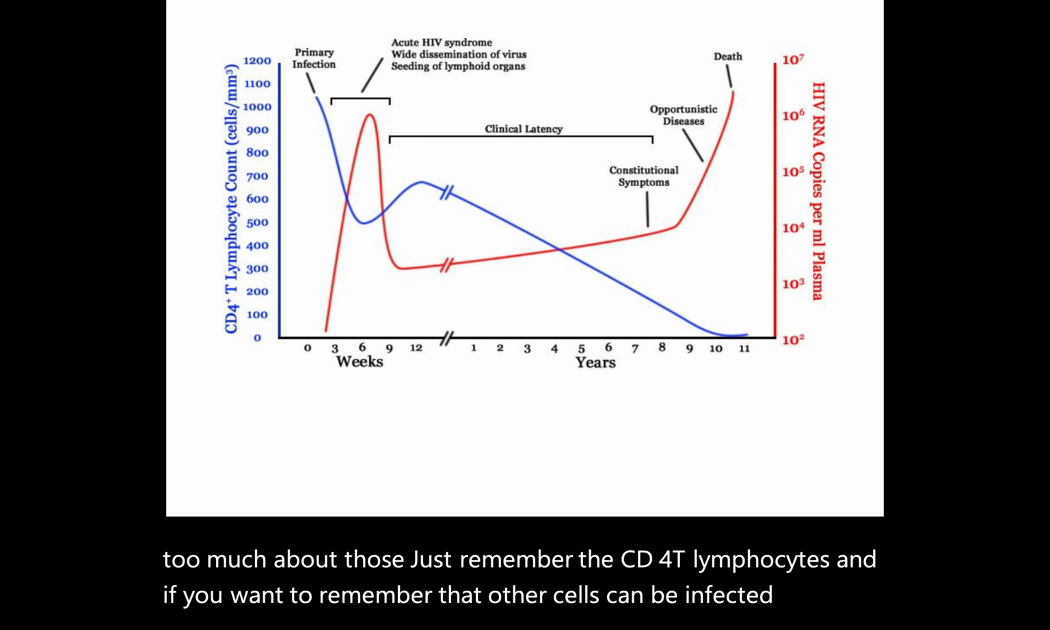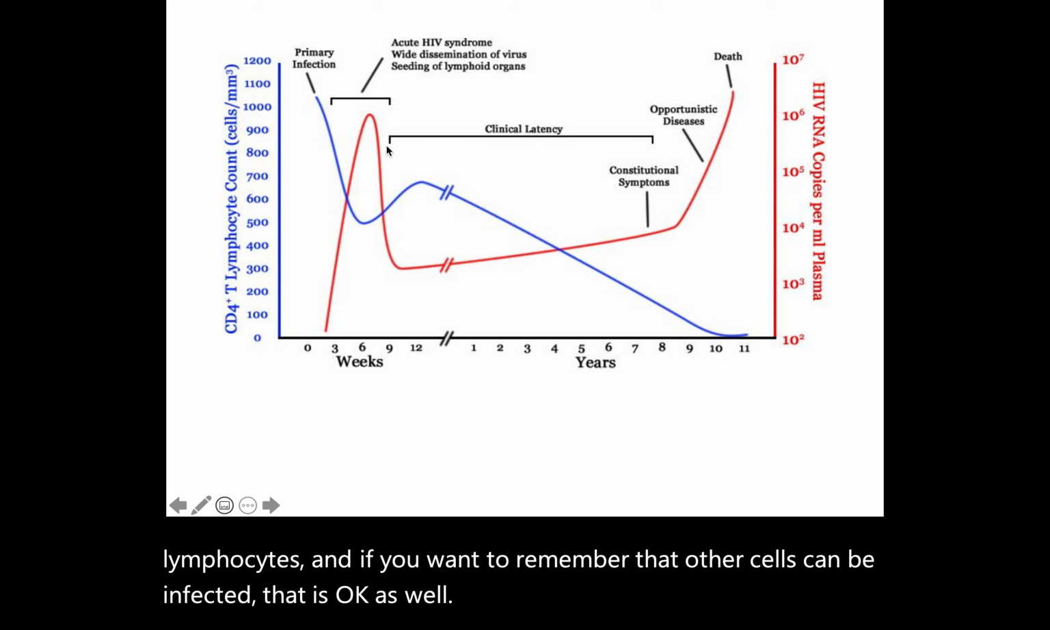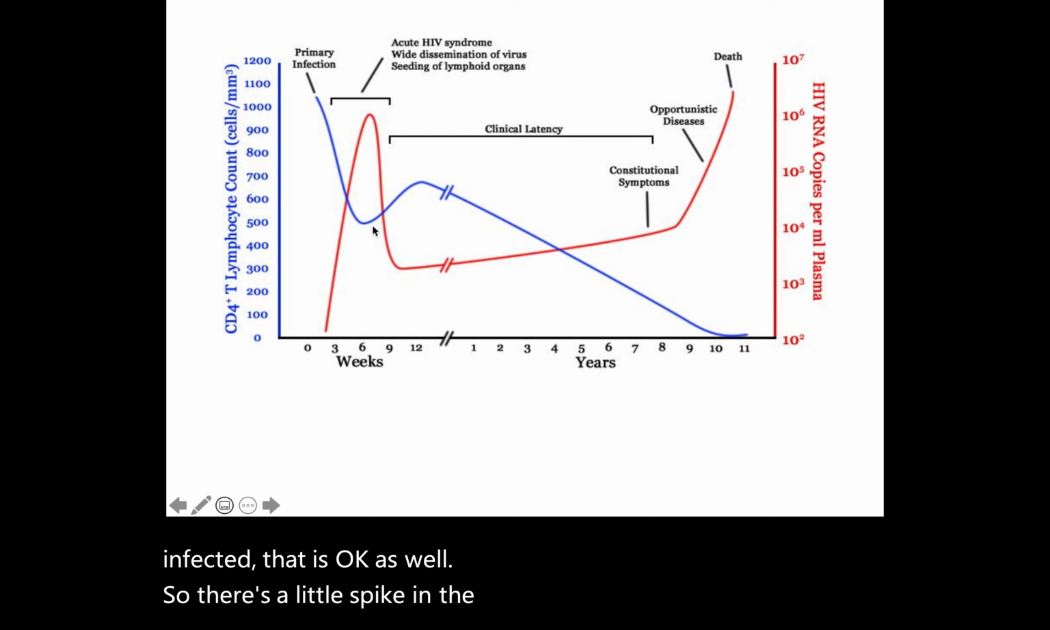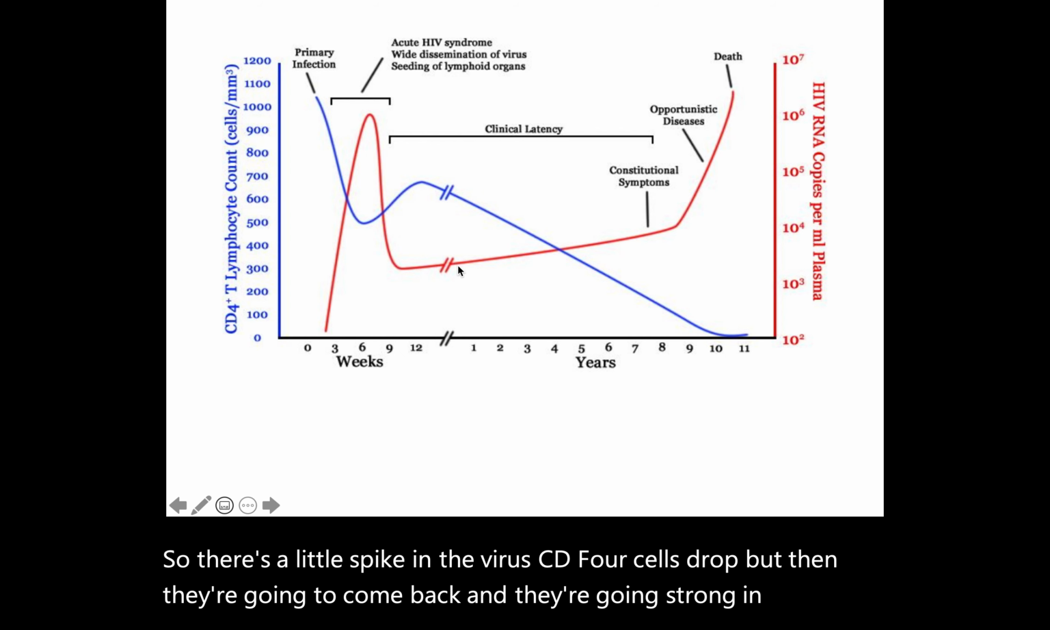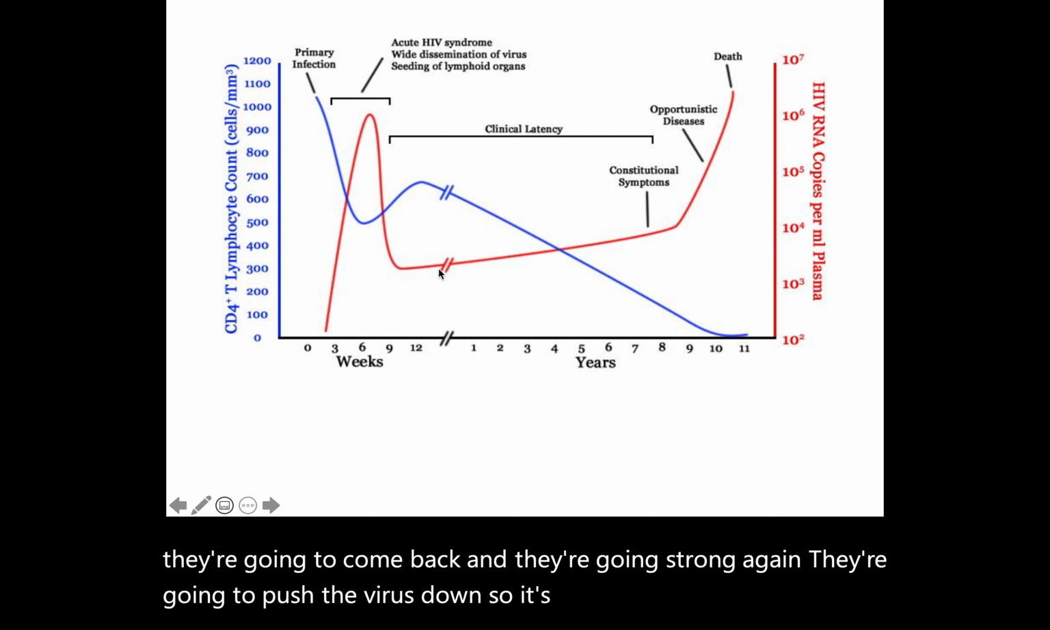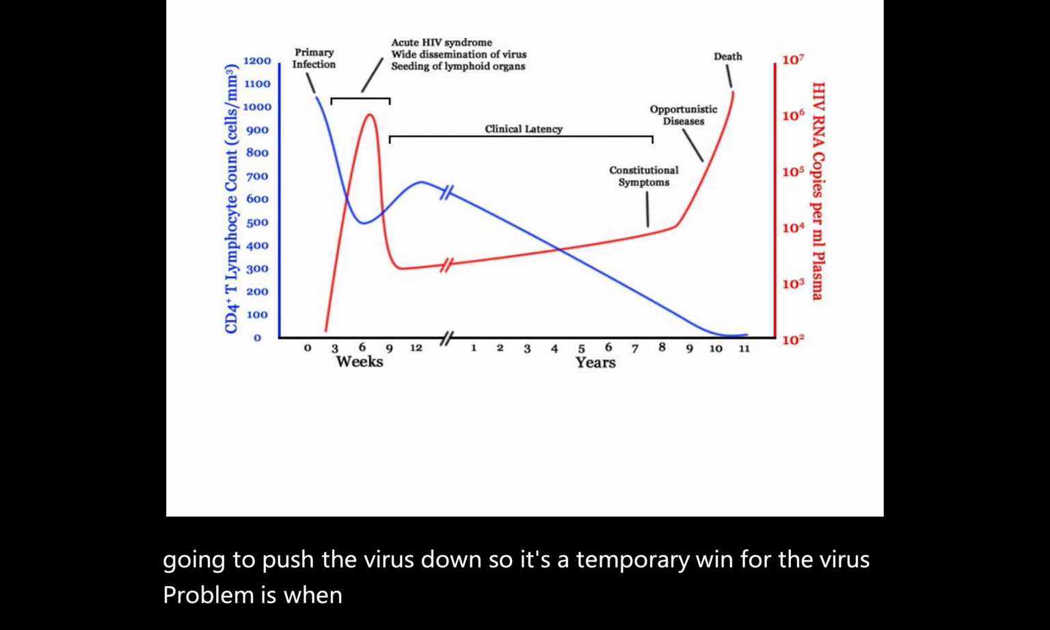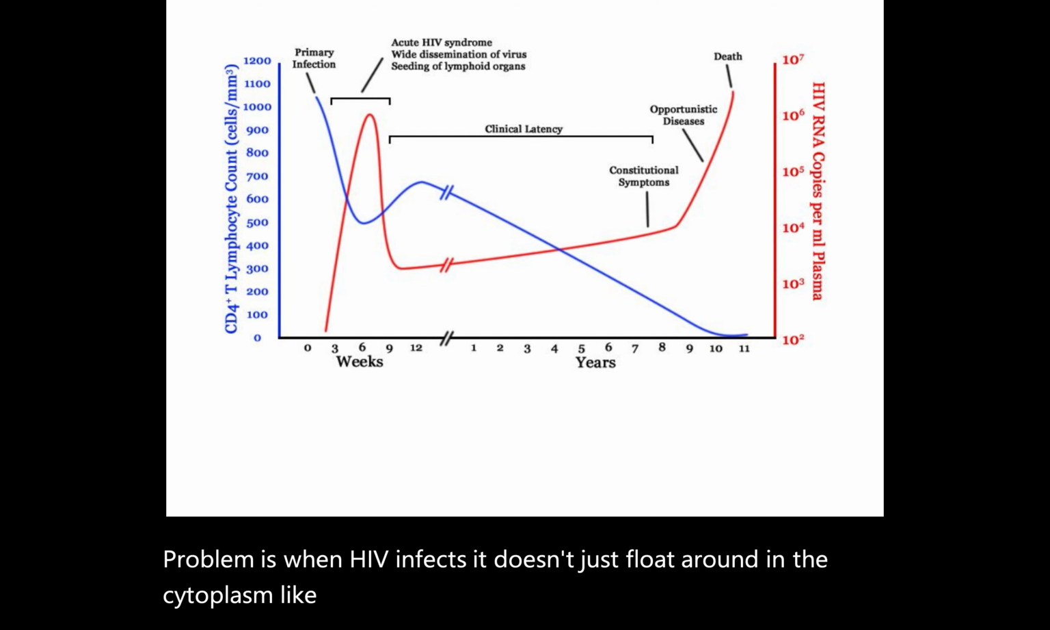If you want to remember that other cells can be infected, that is okay as well. So there's a little spike in the virus, CD4 cells drop, but then they're going to come back, and they're going to get strong again, and they're going to push the virus down. So it's a temporary win for the virus. Problem is, when HIV infects, it doesn't just float around in the cytoplasm like most viruses do. It's going to go straight into the nucleus.